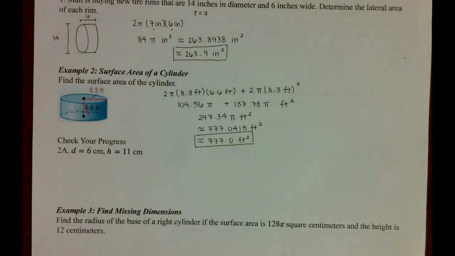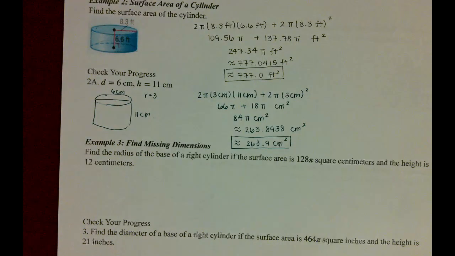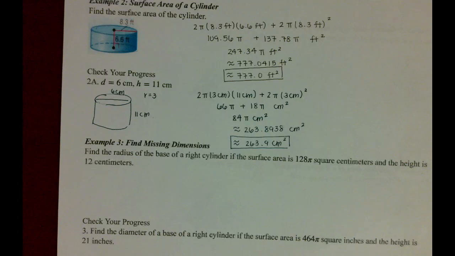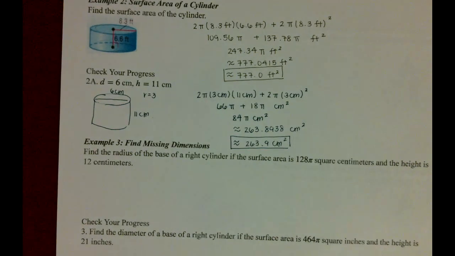Okay. So why don't you try CYP2A? Instead of giving you a picture, it just tells you what the diameter and the height of the cylinder is, and then once you're done, come check your answer. Okay, you should have gotten about 263.9 square centimeters. If you got that right, you can move on to our last example. If not, here is your explanation.